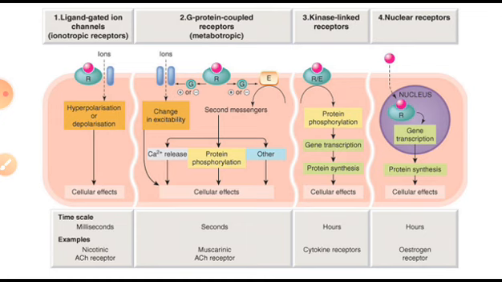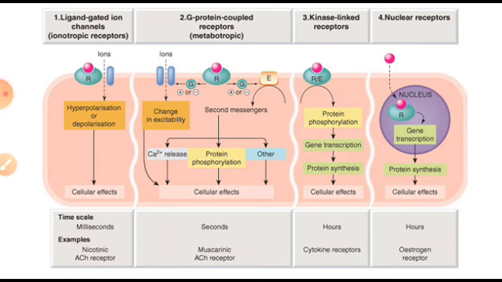So you can see the first one, ligand gated ion channel, acts through ion channels. Once the ion binds, the channel opens, and then hyperpolarization or depolarization happens, and the cellular effect is produced. The usual time needed is milliseconds, and examples are nicotinic acetylcholine receptors.